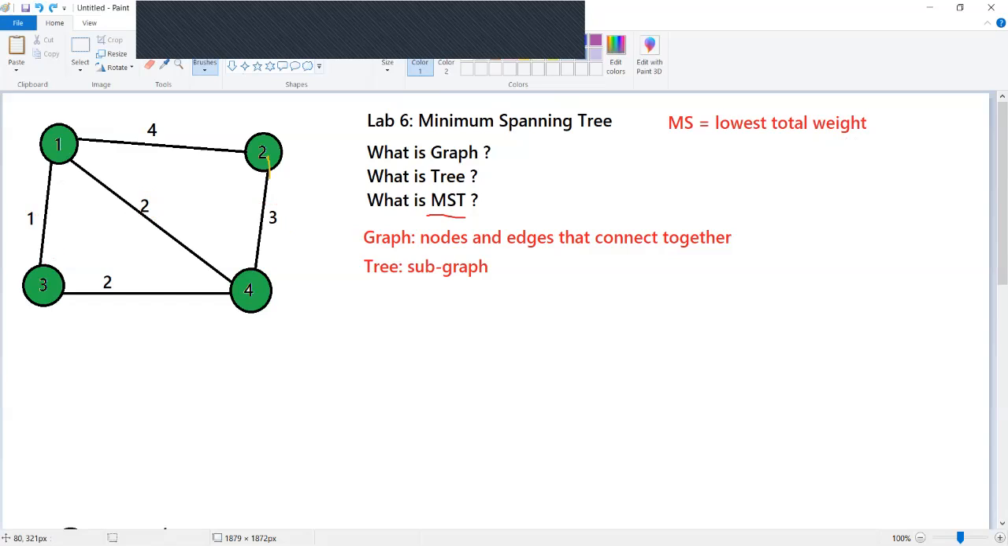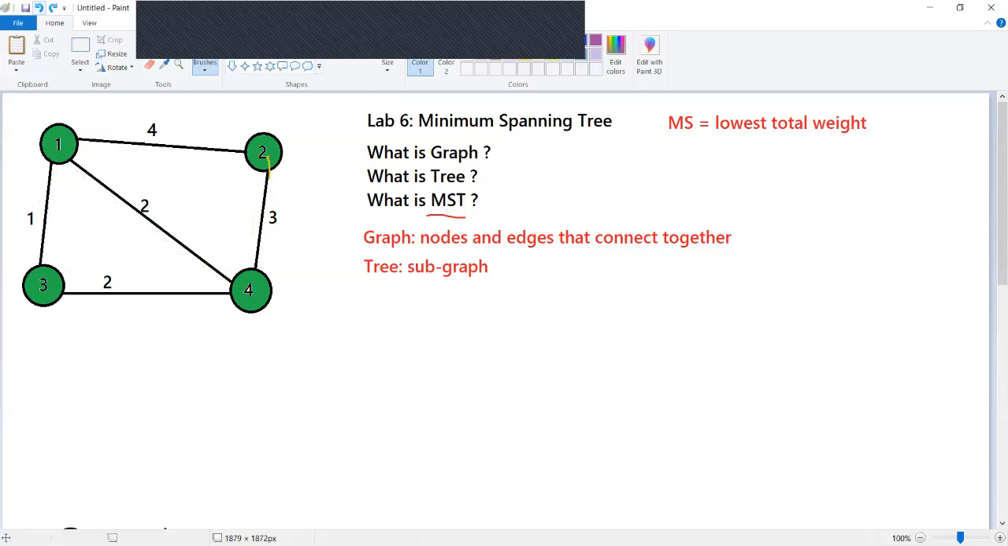So you pick a tree. Let's say I pick this tree right here, right? And when you add up all three distances, the total is going to be 6. So that's not the minimum spanning tree. That's like one of the trees. So see this tree right here, the total distance is going to be 6.